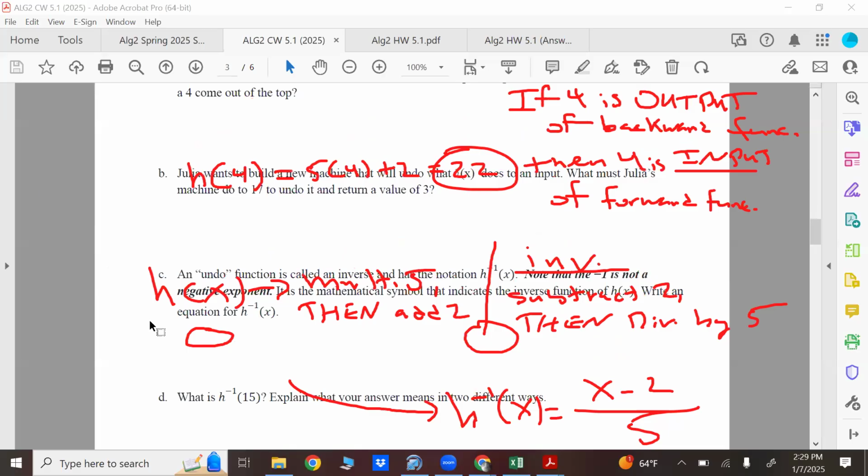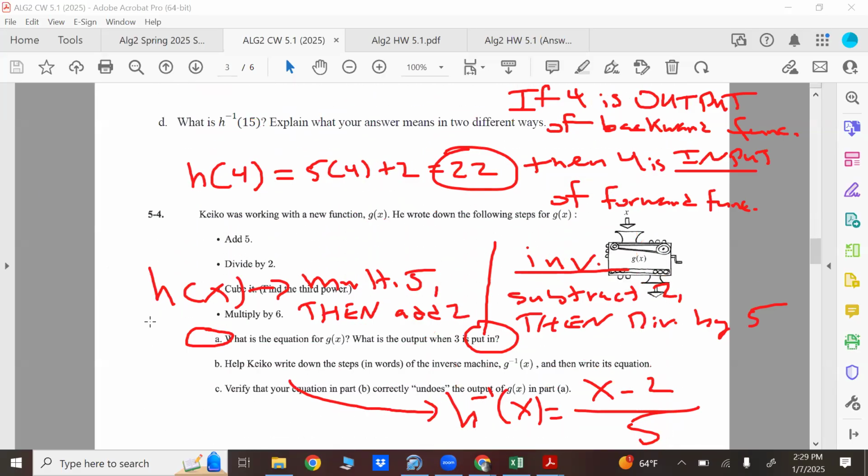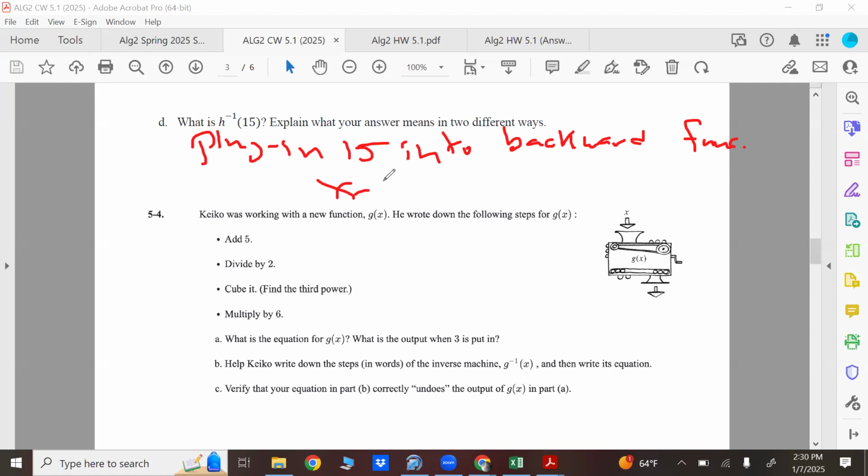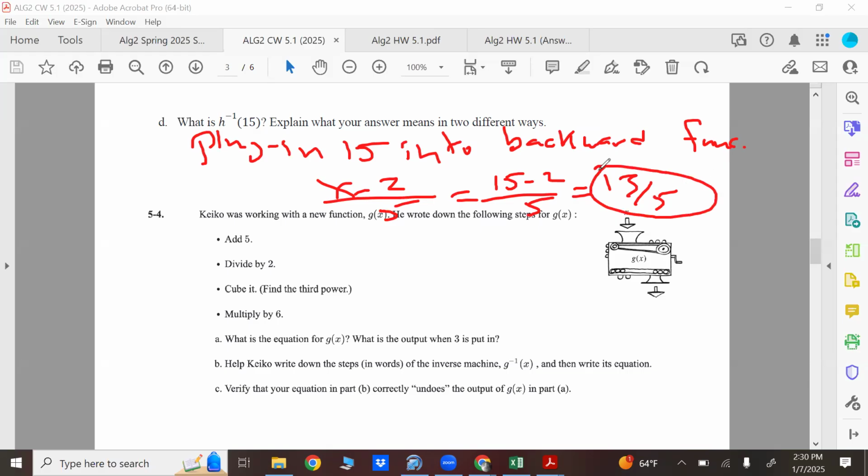That makes sense. For example, if I look at part D, that means plug in 15 into the backward function. And what was my backward function? It was x minus 2 divided by 5. So 15 minus 2 over 5 is 13/5. That's all. Is it do it two ways? Let's not worry about that. Just find it.